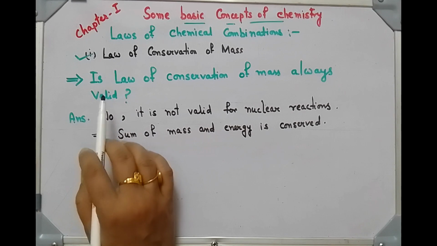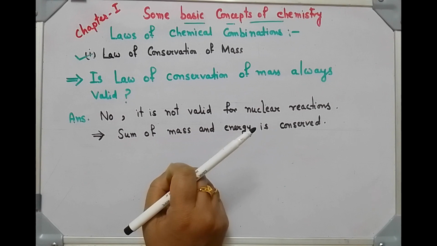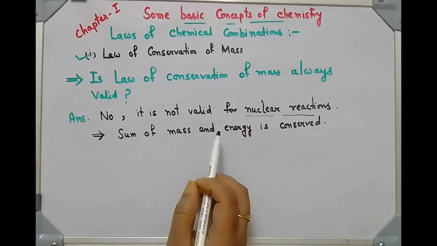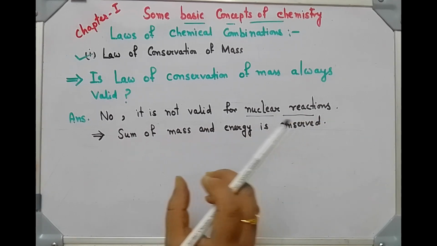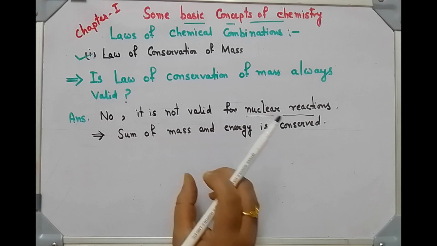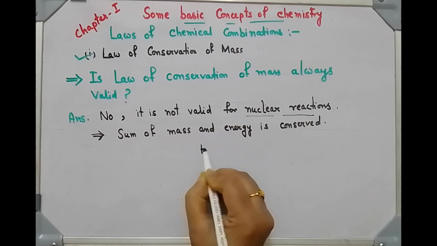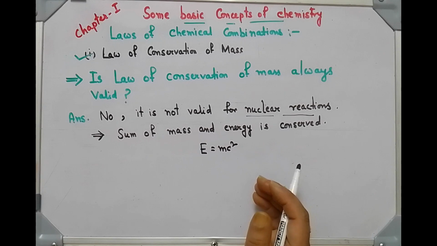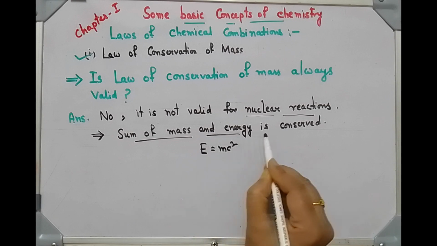Now you can think, is law of conservation of mass always valid? Nowadays, the law of conservation of mass is not always valid. In nuclear reactions, a large amount of energy is released. In that case, a certain amount of the mass of the reactant is transformed into energy according to Einstein's equation E equals mc square. So in such types of reactions, mass can't be conserved, but the sum of mass and energy is conserved.